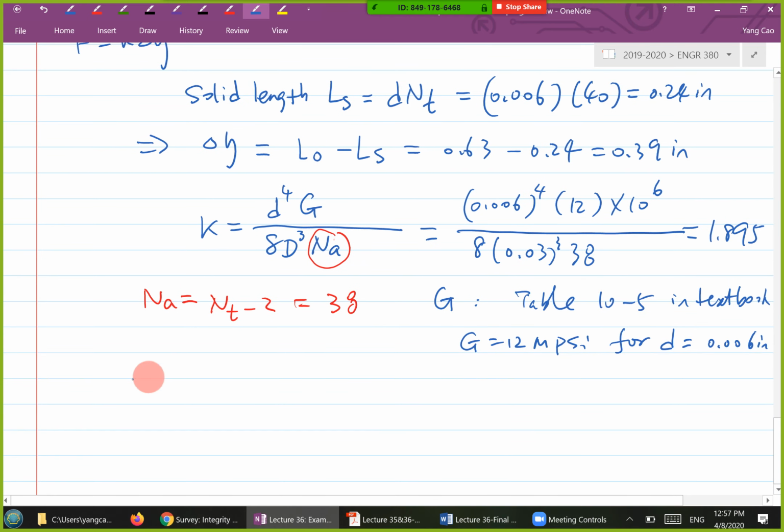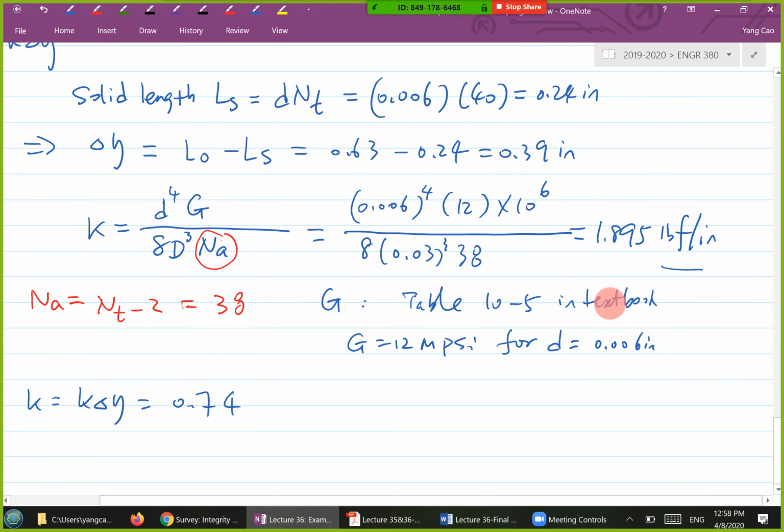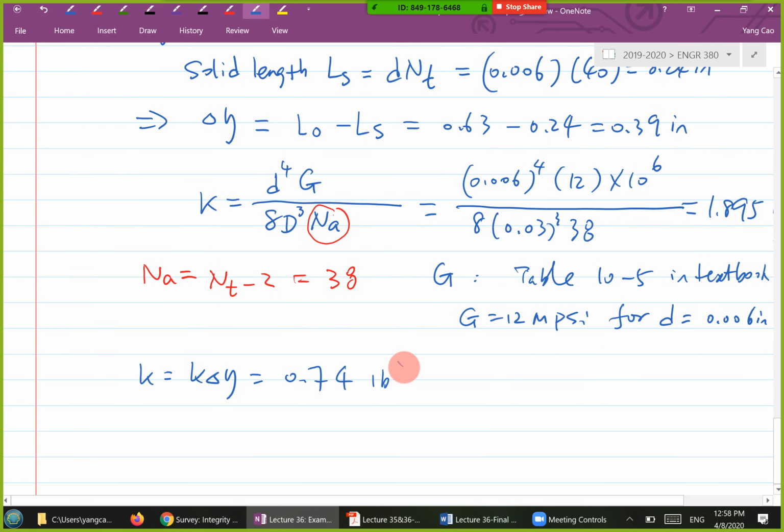So we are ready for the force, or the load on the spring. So load is K times delta Y, and that gives 0.74 pound force. It seems to be a very small number, but you need to bear in mind this is a very small spring, right? The spring has a really small diameter.